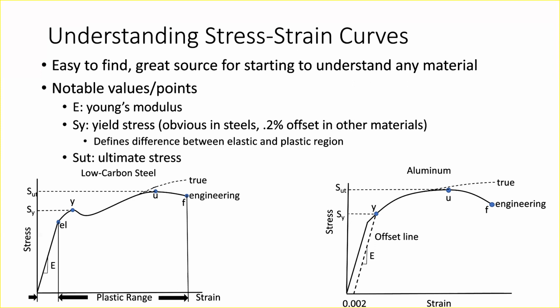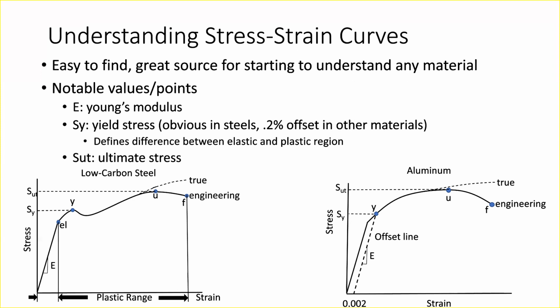And if you keep loading it more and more past that point, eventually you get to U, which is what we call the ultimate failure point. This is literally where your part will break and it's completely unusable and it just separates. But again, we typically design for the yield point and not the ultimate failure point because we don't want our parts going back to a position that is different than originally.